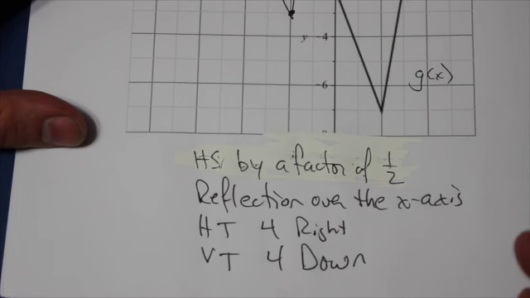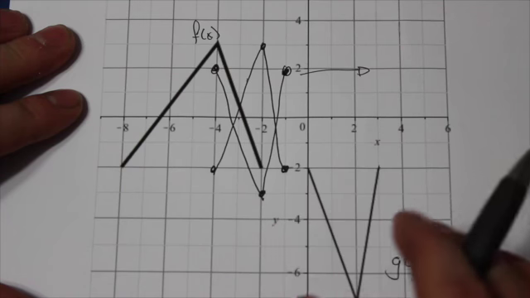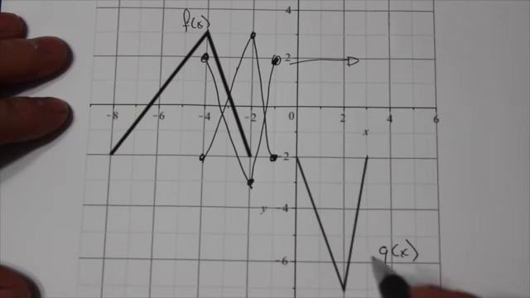Okay, and so these are the 4 transformations that take f of x and translate it and stretch it and whatnot down into g of x.